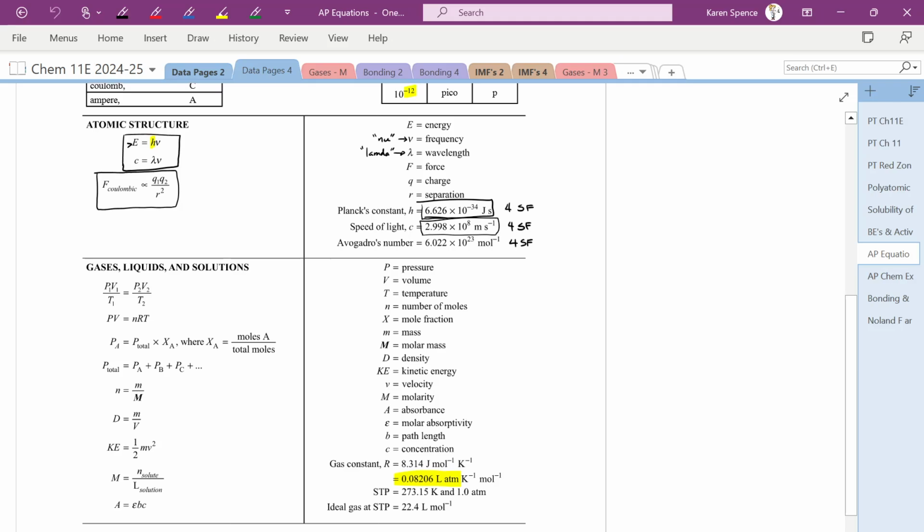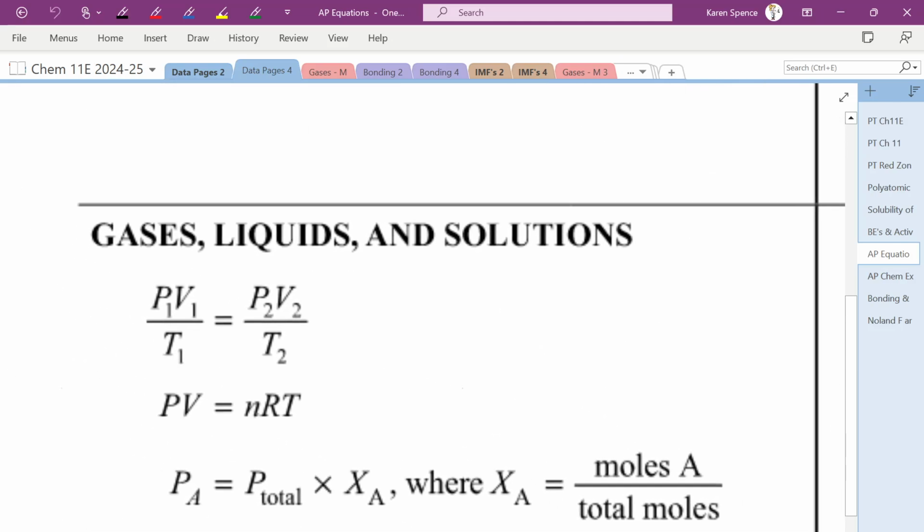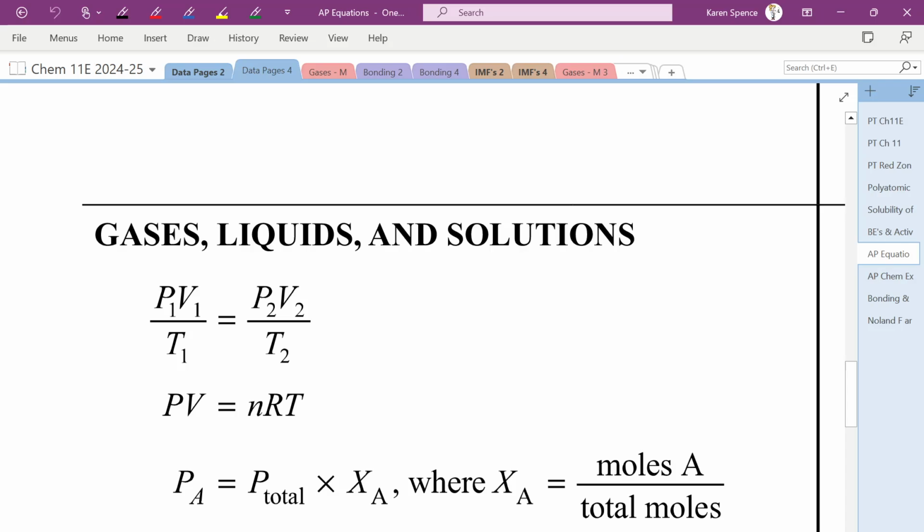Oh, hey, there it is. They didn't put in N, but they do have P1 V1 over T1 equals P2 V2 over T2. So if you ever want to, you can just use this. And if you're keeping temperature the same, that tells you that P1 V1 is equal to P2 V2, and you can just get rid of the temperature term.